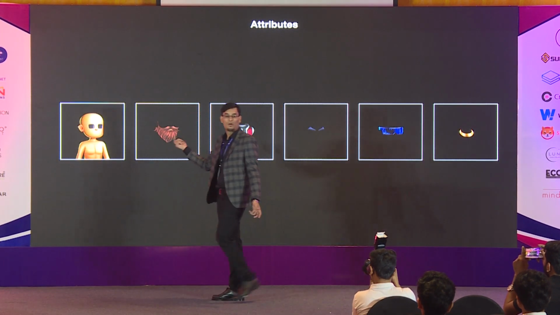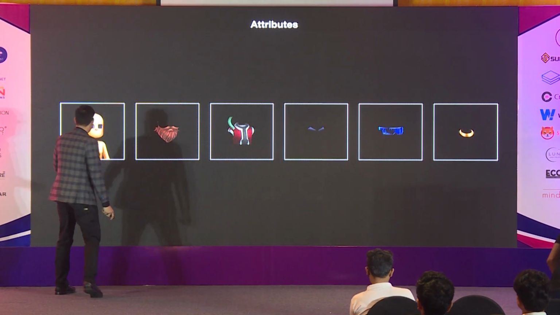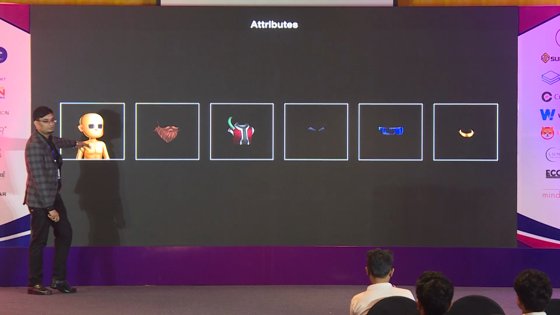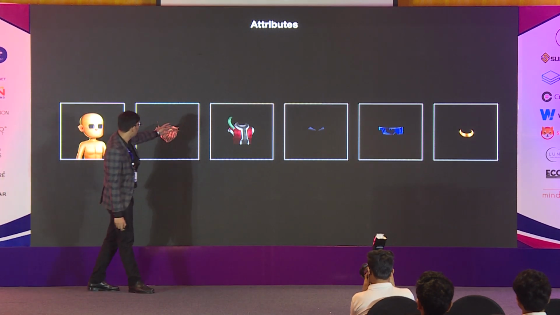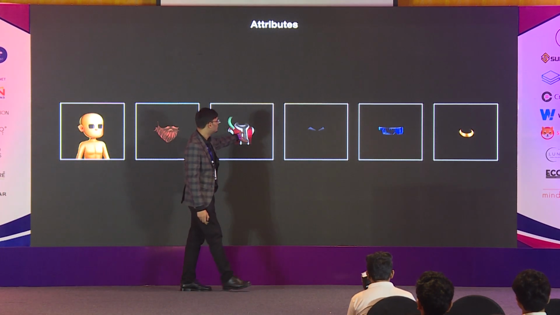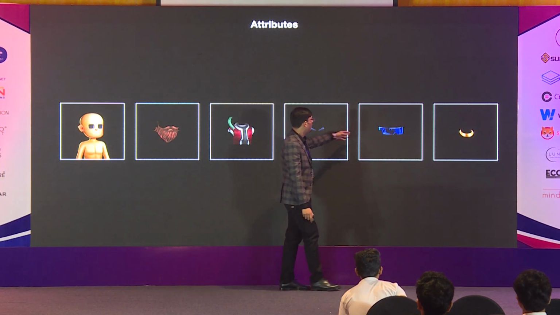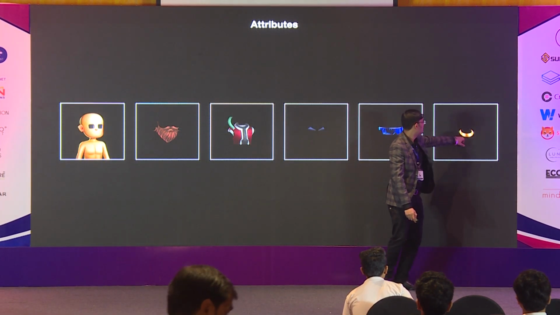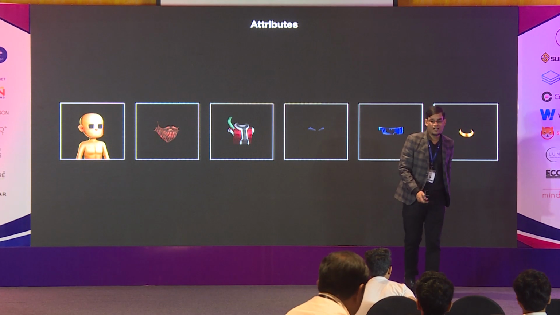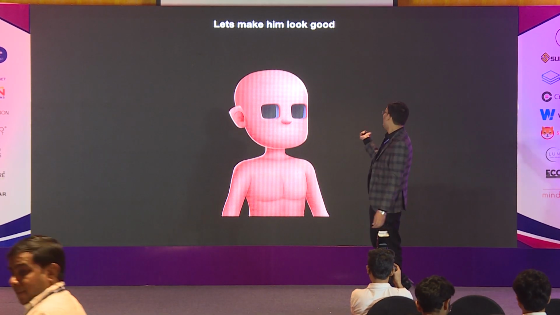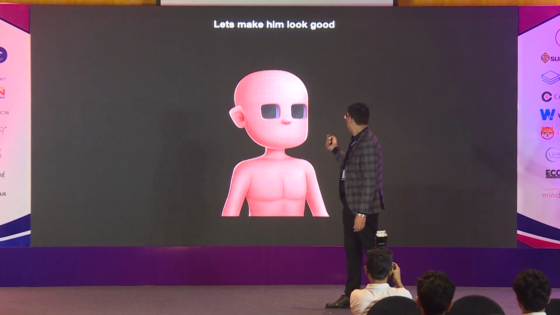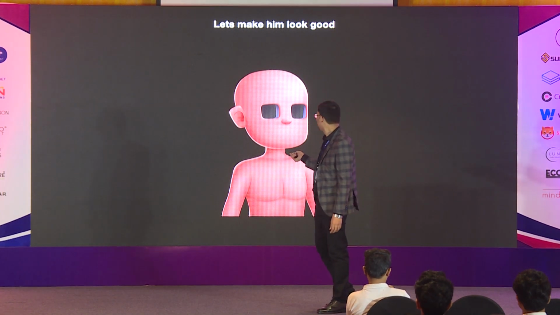So these are some of the attributes or components. Over here we have a body, a guy. We have a mustache and beard. We have some clothes. We have eyebrows. We have the glasses. This is a gold necklace or something like that. So over here I have a dude with just his body, nothing else.